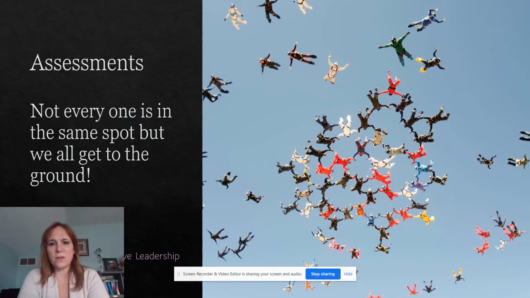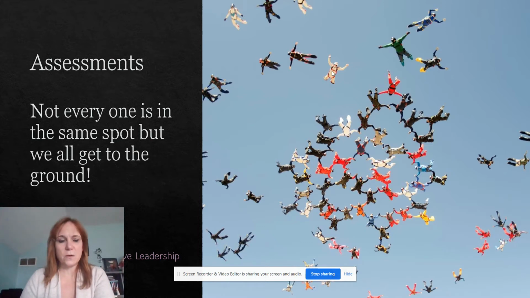I picked this picture on the front because it's a cool illustration of the skydivers getting into a geometric pattern, but there's lots of skills that they need to learn prior to being able to do this. This is for advanced jumpers. And not all skydivers would be in the same place as they learn how to skydive. And when we think about our students, we have to keep that in mind. Not everybody's in the same spot, but we all want to get safely to the ground.